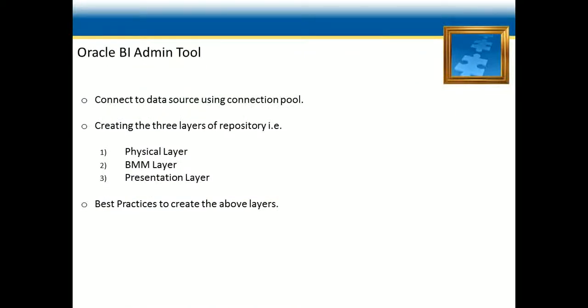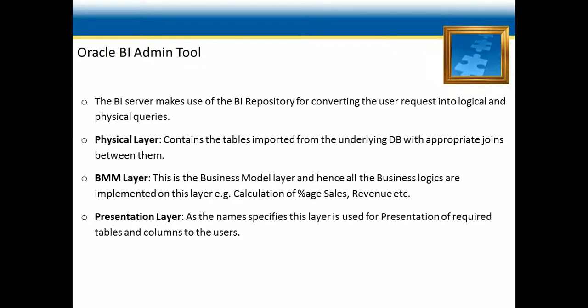So here, what is the Oracle BI admin tool? I already told you this is an administration tool in which we have the metadata and through which we can connect to the data source using connection pools. Here we have connection pools; you can have any number of connection pools in your repository. Creating the three layers of the repository is done in the BI admin tool, that is physical layer, BMM layer, business model mapping layer, and presentation layer. And we have some best practices to create the above layers. I'll be explaining this in the further slides.